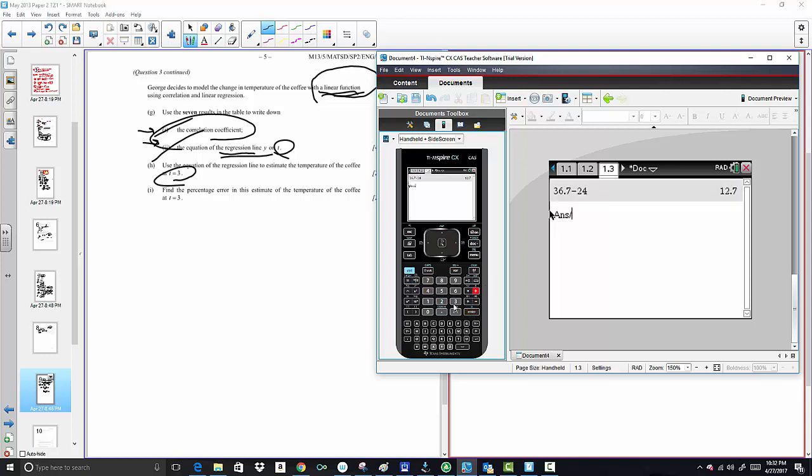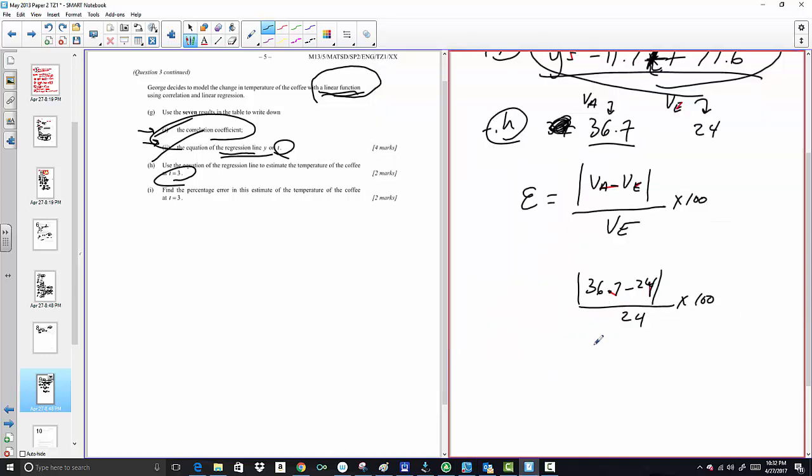Divide that answer by 24. Multiply it by 100. And it is, wow, it's way off, right? It's 52.9. Okay, so we're going to say that percent error is 52.9%.